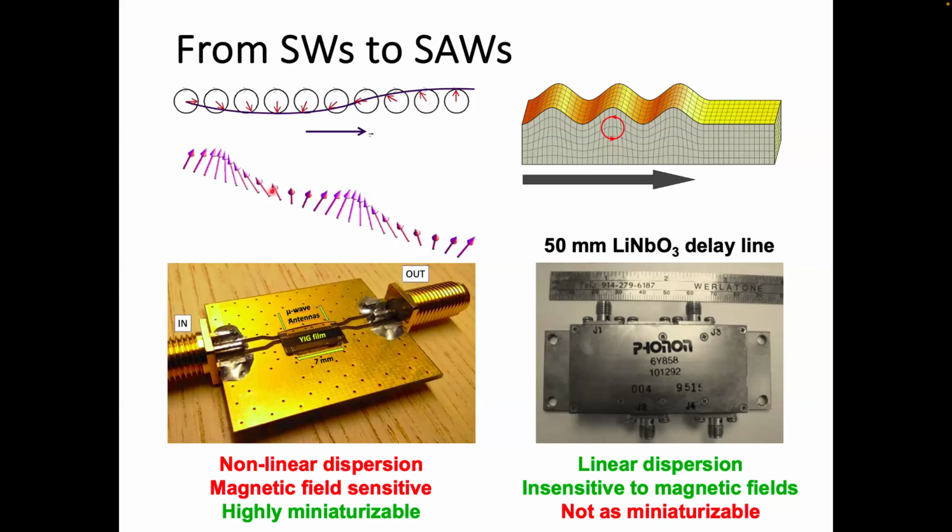What are the good things? It's a linear dispersion, so it's better than nonlinear dispersion. It's insensitive to magnetic fields, which is better than being sensitive to it. It's not as miniaturizable, so we can't get down to those extreme small dimensions. But for other purposes, it's likely better.